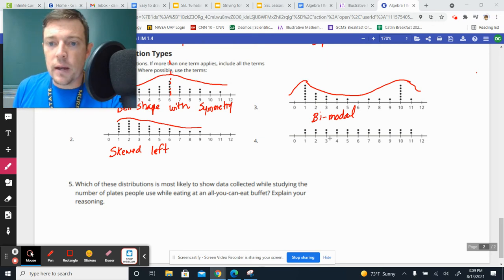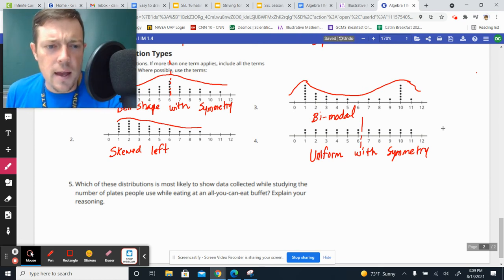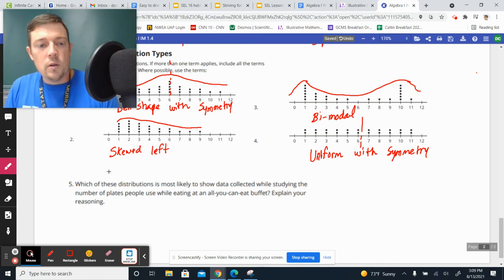Number 4 there, we've got dots straight and flat all the way across. And that is the shape of a uniform distribution that has some symmetry. So with symmetry, you could also fold that one right down the middle on top of itself, and it would match on the other side.